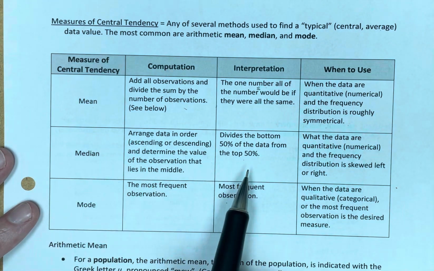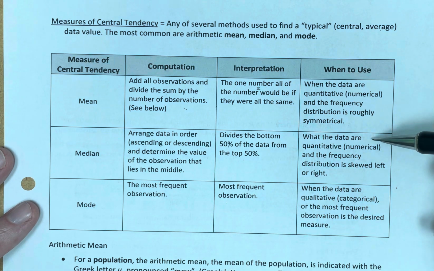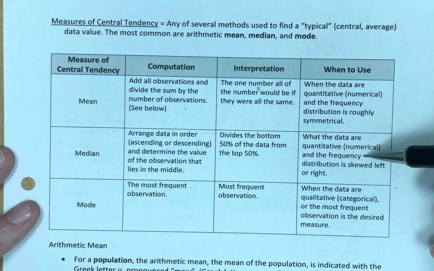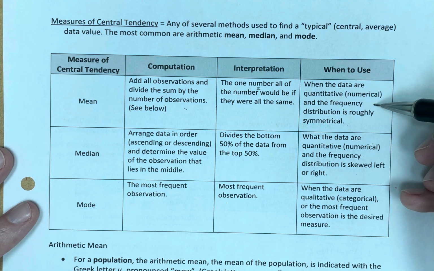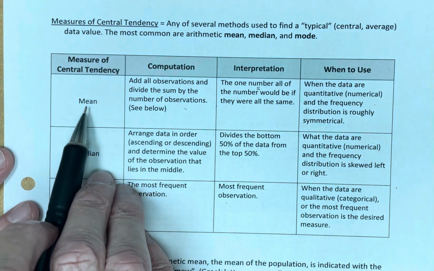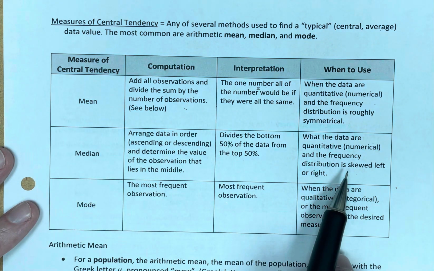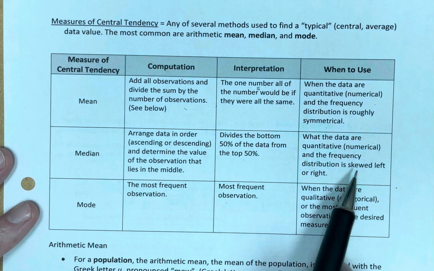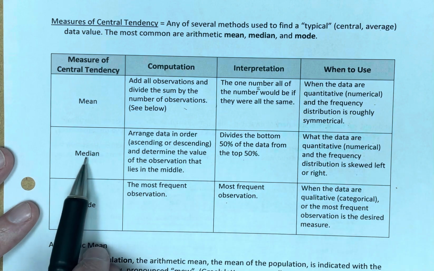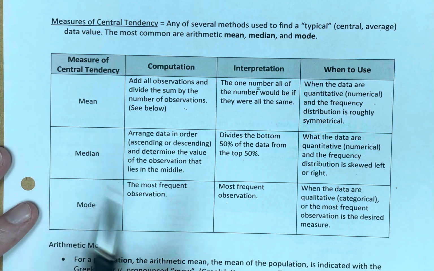When is the median used? Again, the data are numerical, quantitative. It's a better measure when the distribution is skewed to the left or to the right. So if we have a symmetrical distribution, the mean is what we tend to want to use. If we have a distribution that is not symmetrical, skewed left or right, the median is going to be a better one-number representation of the data.